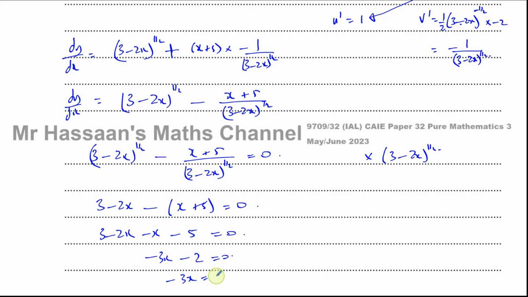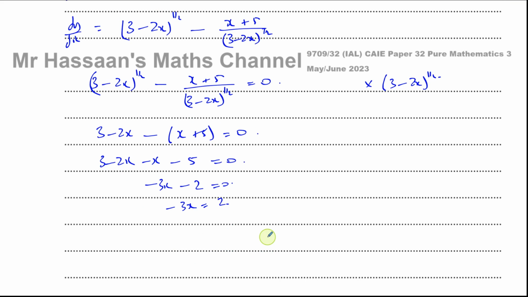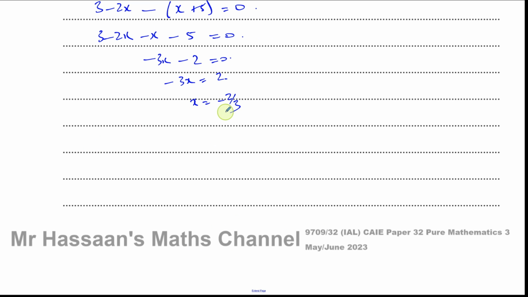So minus 3x is equal to 2. Okay, minus 3x is equal to 2, so x is equal to negative 2/3. Right, so that's the x coordinate for M. But we want to find the coordinates, so we need to find the y coordinate.